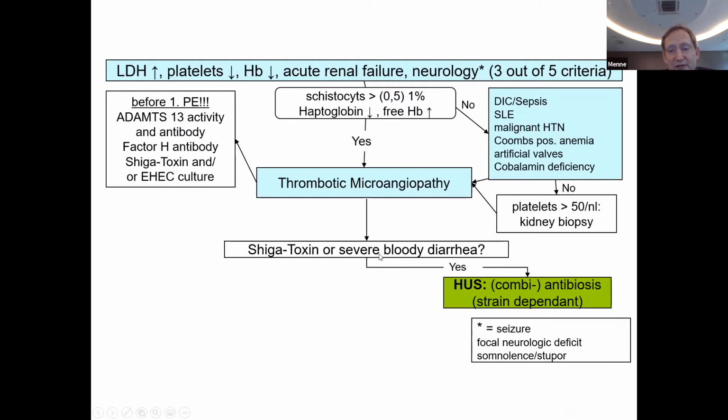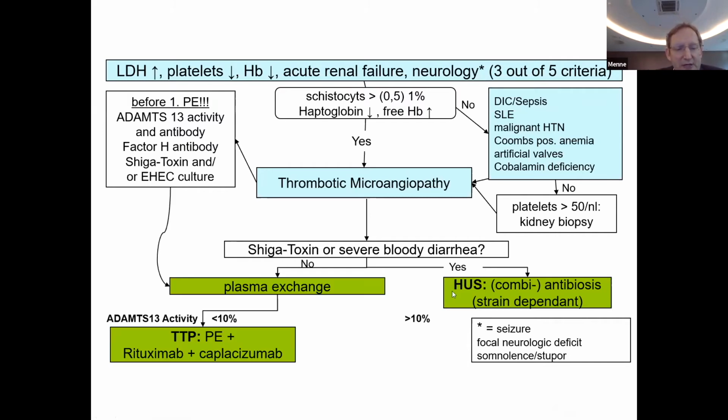If they have Shiga toxin, and this is what we've learned from the German EHEC outbreak, you do not have to give eculizumab. It's not working in this condition. What you have to do, you have to give antibiotic treatment. In the other case, you wait for plasma exchange. You get your ADAMTS13 back. If it's TTP, then you do different treatment. And yeah, there you had already talks.